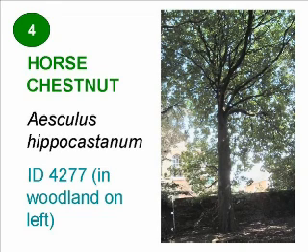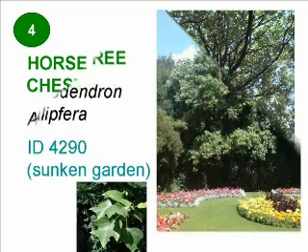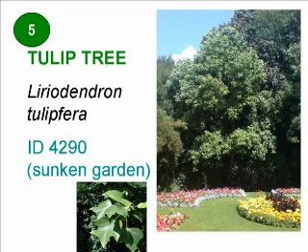Showy white spring flowers like candelabras, attractive to bees for pollination, lead to spiny green seed cases with dark brown glossy conkers. To find our fifth tree, the tulip tree, walk a little further along. Tree 5 is the tulip tree, ID 4290, in the sunken garden.